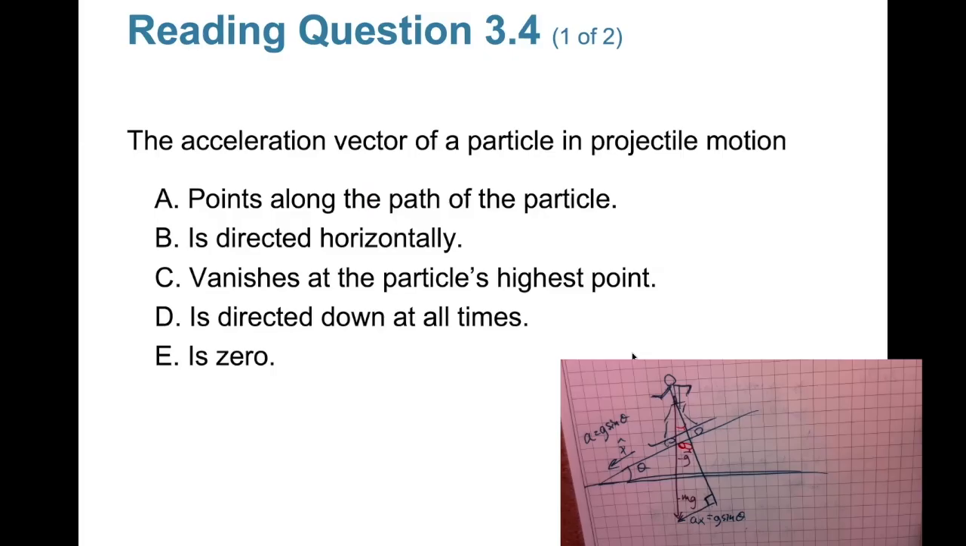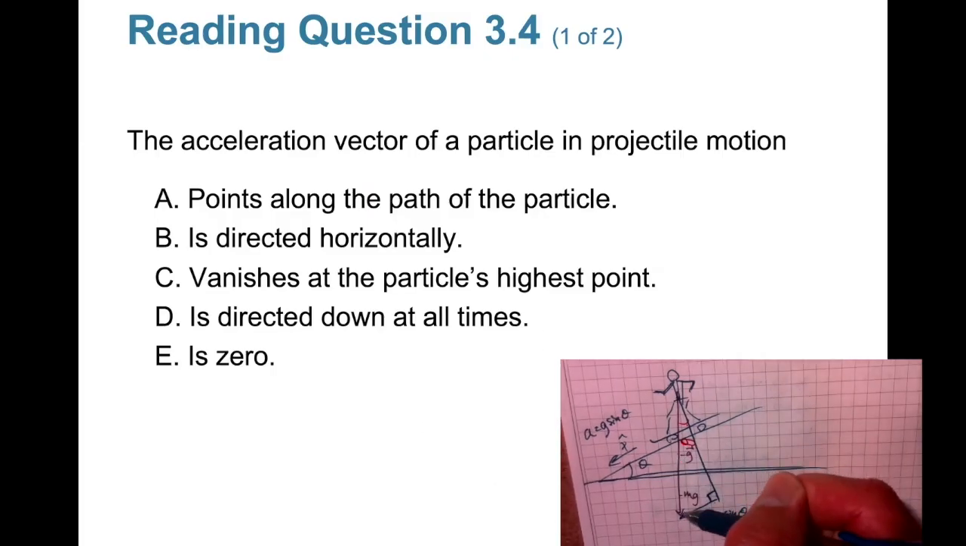No, I don't think gravity goes parallel to the surface. It goes perpendicularly. Vanishes at the highest point? No, acceleration never vanishes. It's always constant. D is directed down at all times. Yes, the answer is D emphatically. G always points down. Okay.